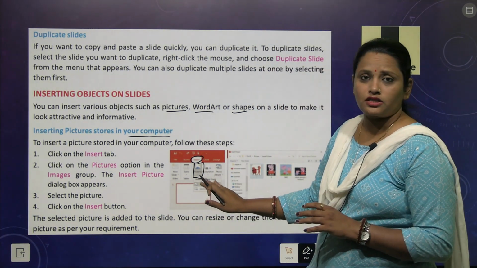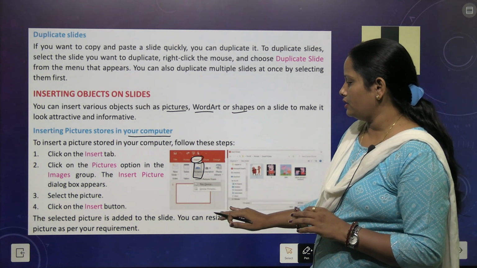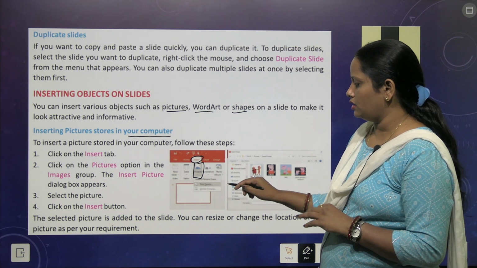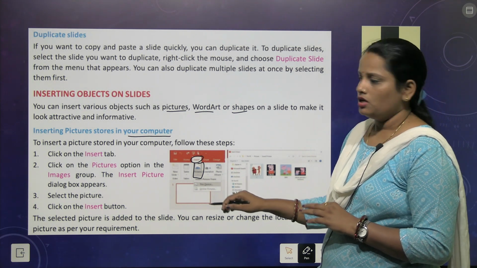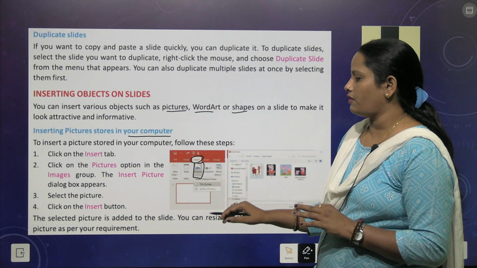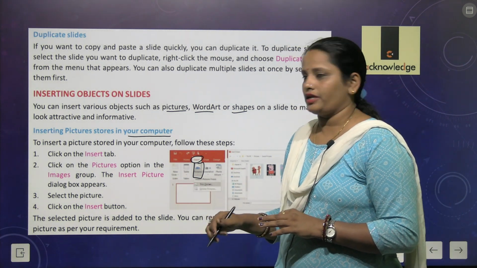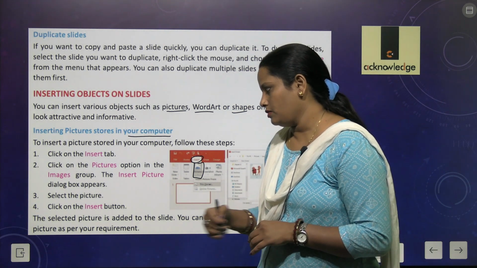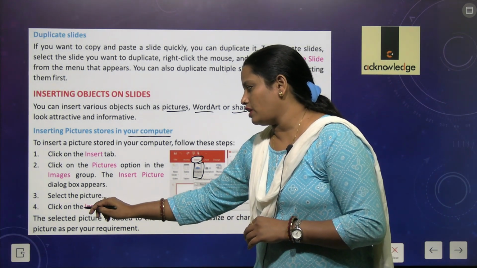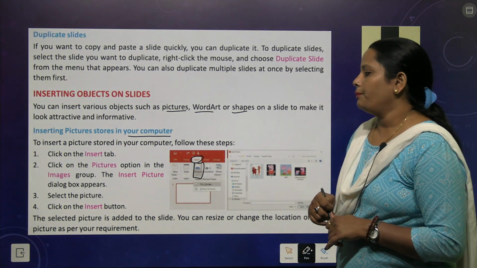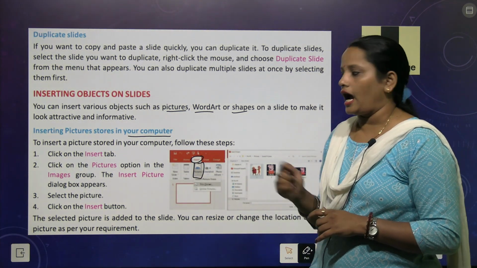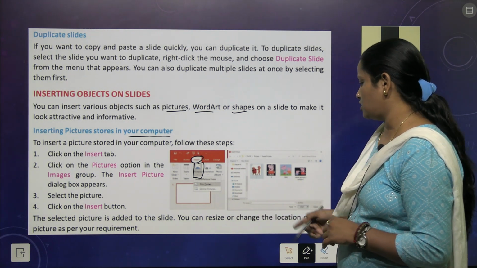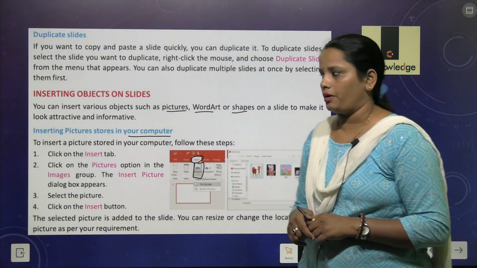After clicking on this picture option, this will open. We can see it is written "this device" or "online picture." After clicking on this device, we can insert whatever picture is in our computer or system. After selecting the picture, we have to click on the insert button. The selected picture is added to the slide. You can resize or change the location of the picture as per your requirement.